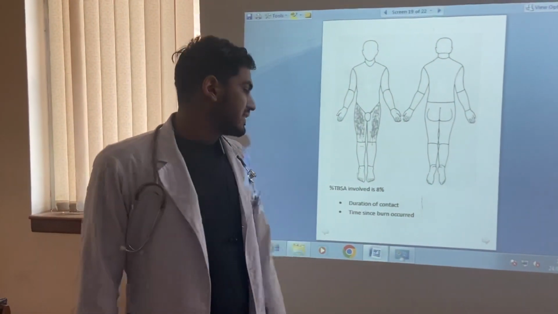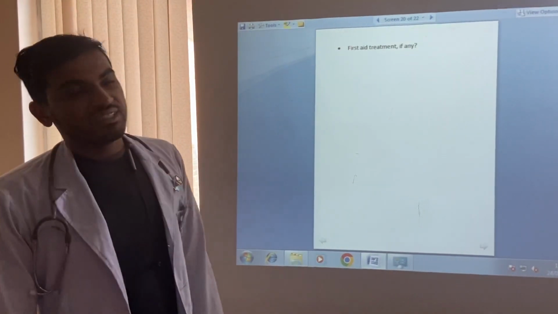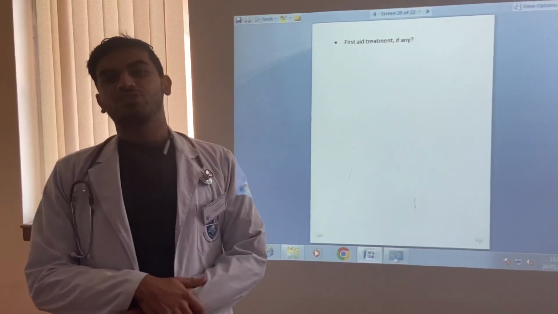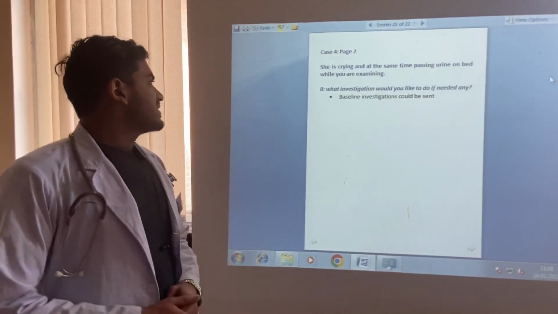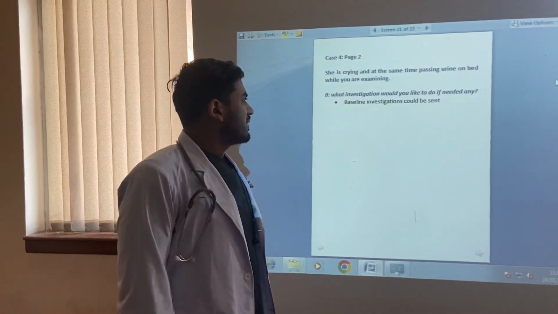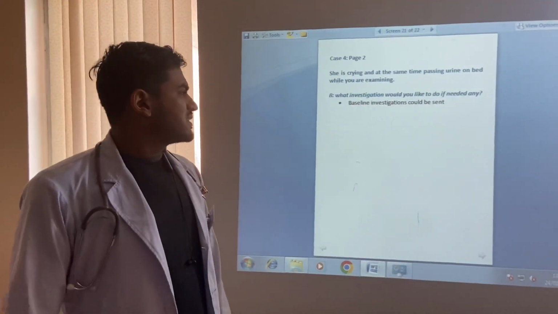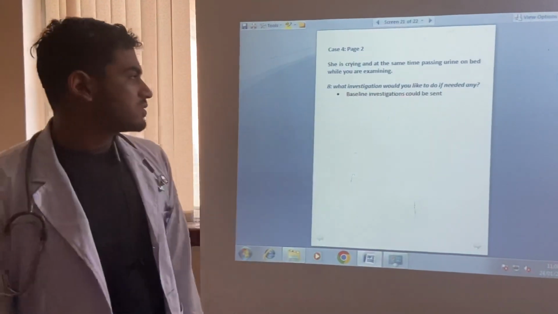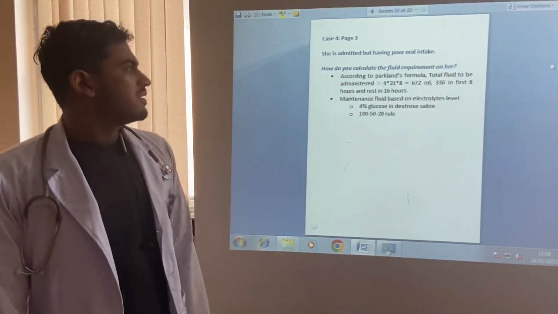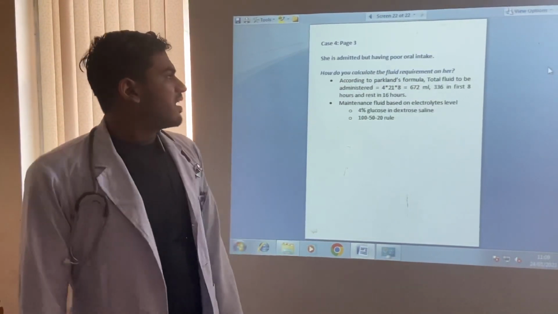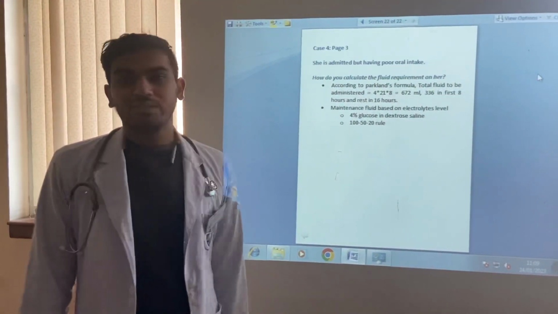The duration of contact and the time the burn occurred should also be asked in these cases, and whether any first aid treatment has been done or not, we have to ask that also. Other information is that she is crying and at the same time passing urine on the bed while you are examining. We have to send baseline investigations, and she is admitted but has poor oral intake. So how do you calculate the fluid requirement for her?